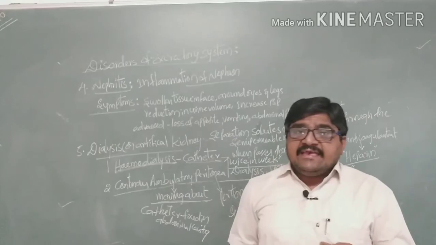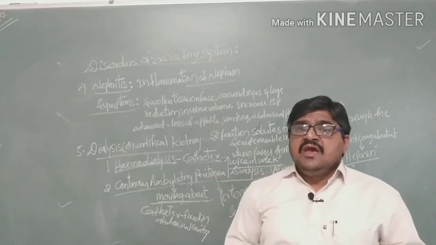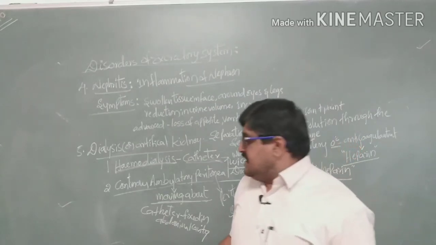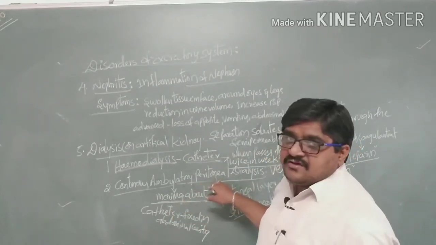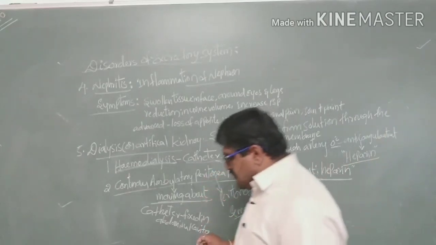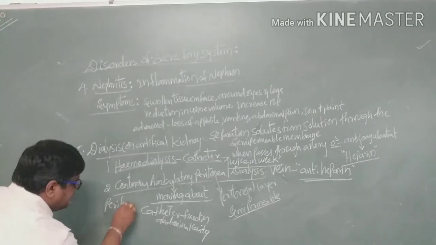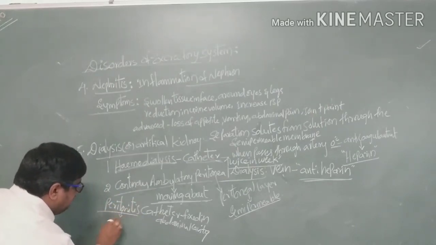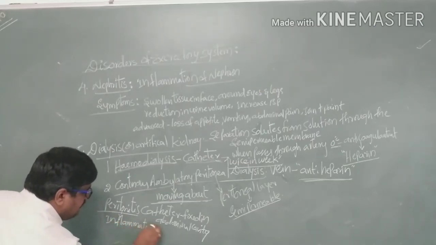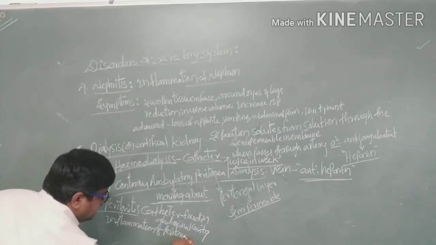Here a bag is attached to the abdominal cavity. When the bag is filled, it should be eliminated outside from the body. So this is how the process takes place. In this continuous ambulatory process, it can cause a disease called peritonitis. What is peritonitis? It means the inflammation of the peritoneal layer.